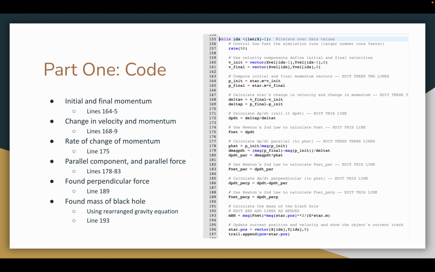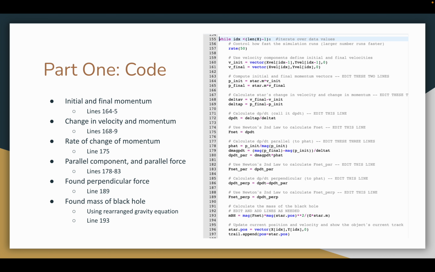So the code for part 1, we find the initial and final momentum of the star, using the definition of momentum and the initial and final velocity, which is mass times velocity. We find the change in velocity and change in momentum just by finding final minus initial, and then we calculate the rate of change of momentum with respect to time by putting delta p, change of momentum, over delta t, change in time. And then we use the second law to calculate F net, which is the change in momentum. So dp dt equals F net.